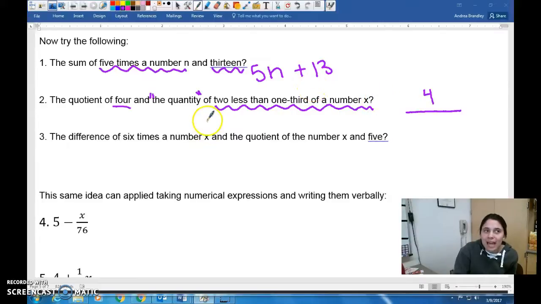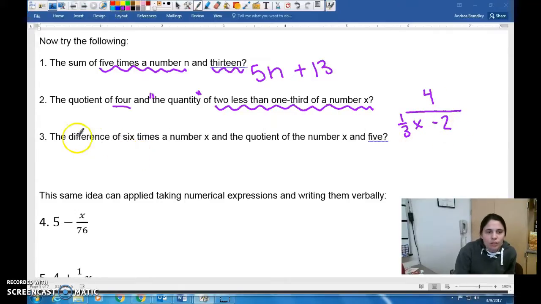So I have 2 less. If I have 2 less than something, I'm going to subtract 2. And it's 2 less than 1/3 of some number x. So I have 4 over 1/3 x minus 2.